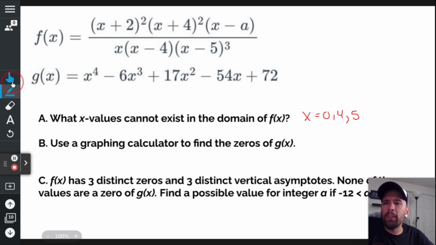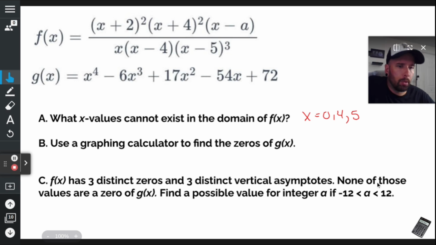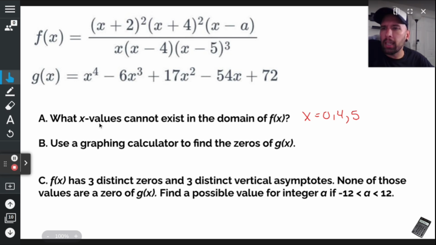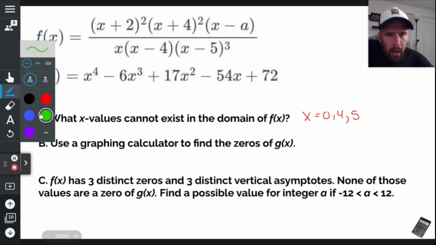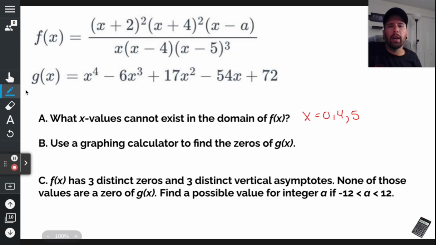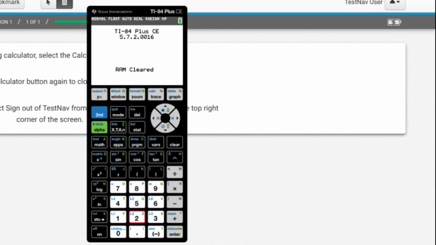Use a graphing calculator. There you go. Use a graphing calculator to find the zeros of g of x. Be right back. All right, for part B here, I'm being asked to use a graphing calculator to find the zeros of g of x.